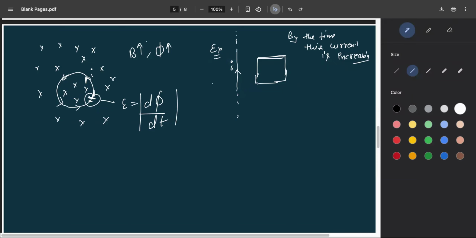We are not even talking about current. We are just talking about why, how this current is contributing to the induced current here. What was the main reason for this?